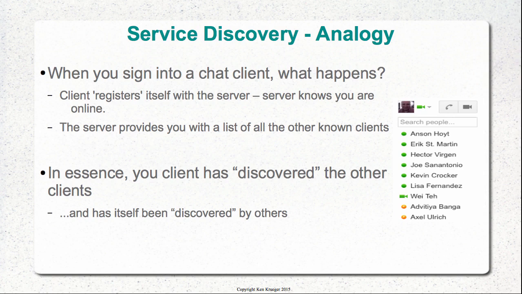The client comes in and registers itself with the server, so the server knows who you are online. But then the server gives you something as well. The server provides you with a list of all of the other known clients. So this is basically what service discovery is all about. In essence, your client has discovered the other clients in exchange for the act of registering. And the other side of that is your client has itself been discovered by anyone else who cares to use that information.